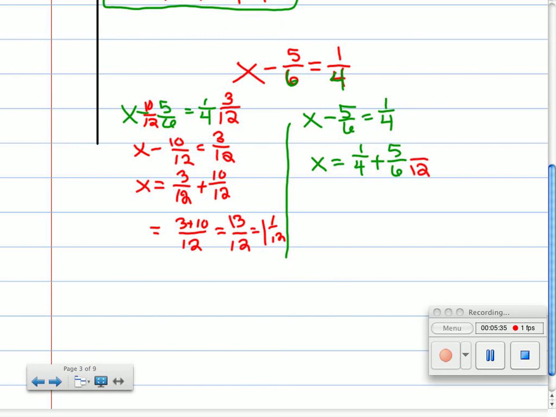4 times 3 is 12, so 1 times 3 is 3. 6 times 2 is 12. 5 times 2 is 10. Rewrite it: x is equal to 3 twelfths plus 10 twelfths, which is 13 twelfths, which is 1 and 1/12. So those are your two strategies.